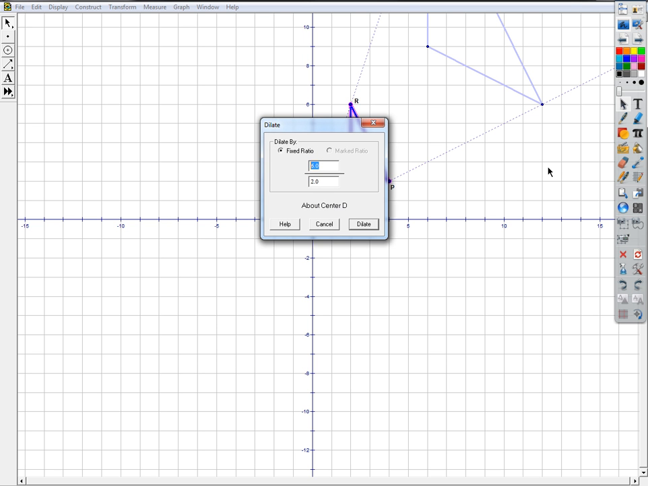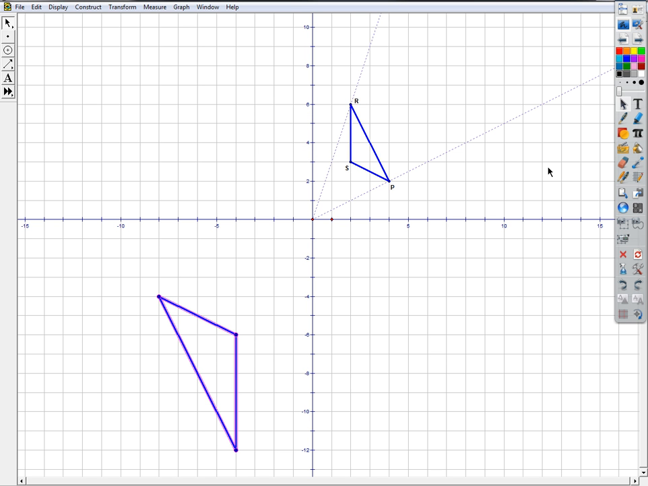So instead of a +4, I'm going to make it a -4. Well, look what it did. That didn't make it smaller. Now, first of all, this is interesting what this did.